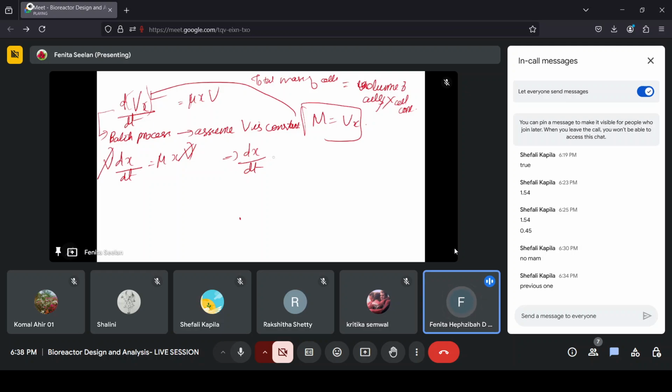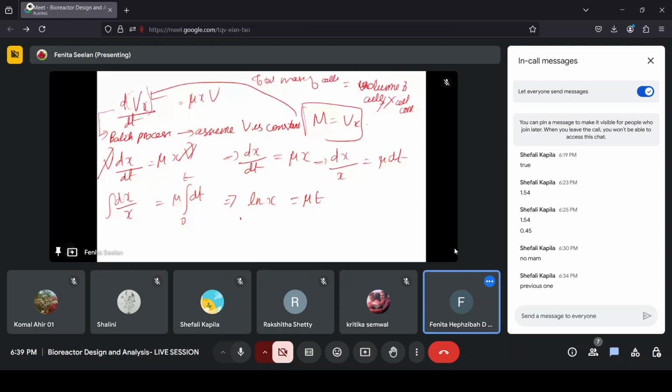So dx by dt is equal to mu x. Let's take it in one direction. dx by x is equal to mu into dt. Let's apply the limit, 0 to t. This will give us ln x, right? 1 by x, integrating it becomes ln x equal to mu, which is the constant, into t, and a constant k.